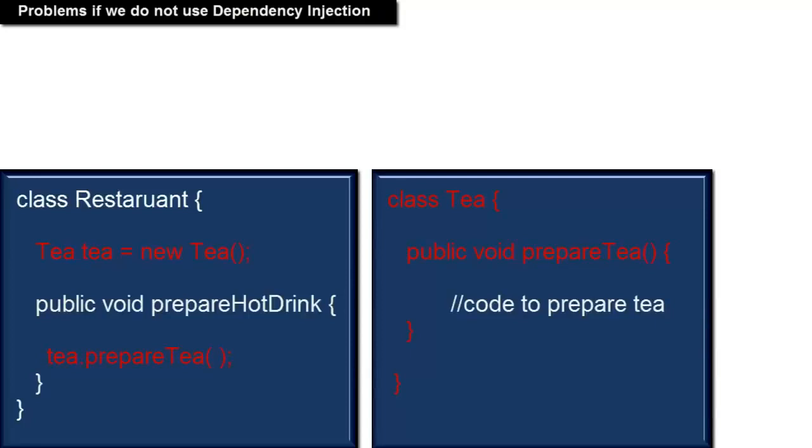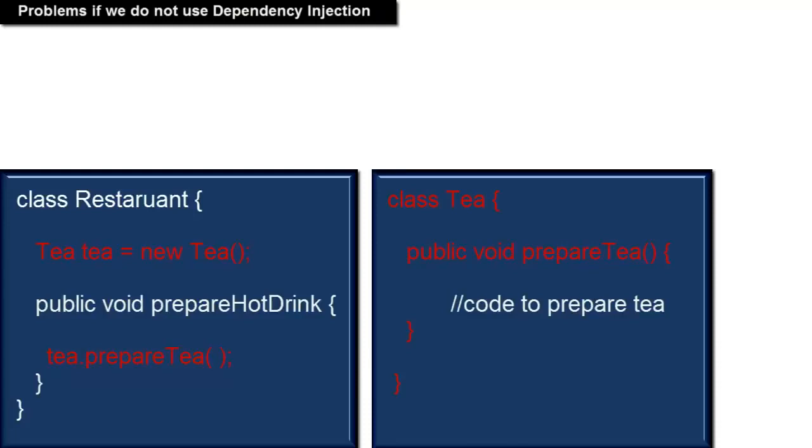Let's start with what problems we face which force us to use the Spring's dependency injection framework. We will consider an example of a restaurant class which needs a Tea class for preparing a hot drink programmatically. The classes look great and perform great. Calling prepare hot drink function of the restaurant class will prepare tea using Tea object.